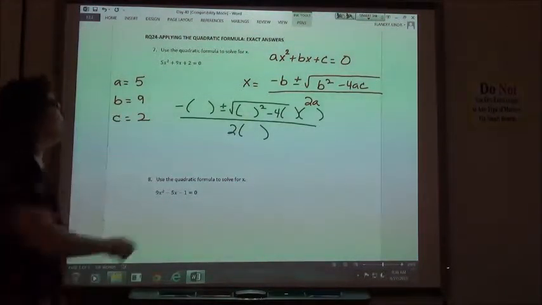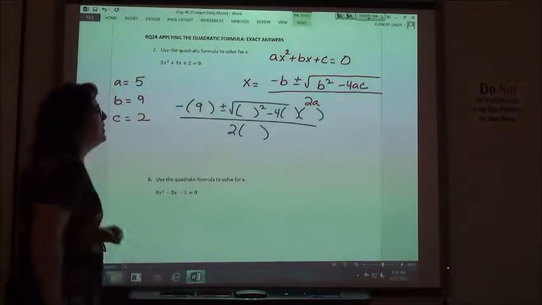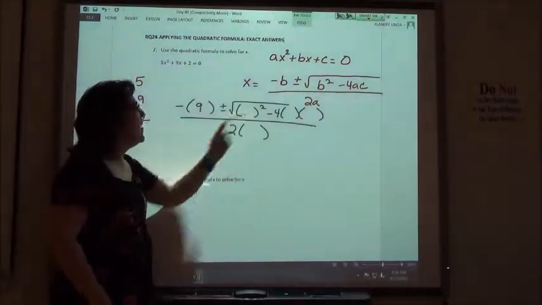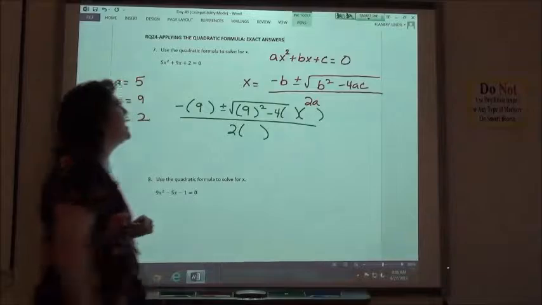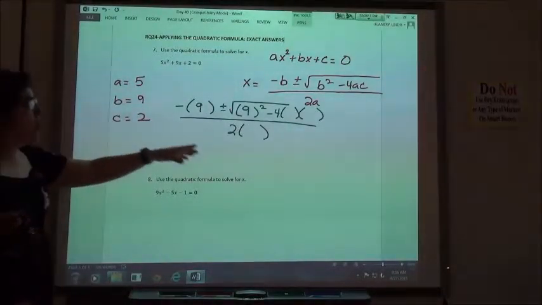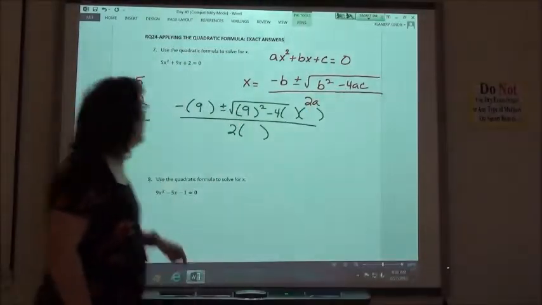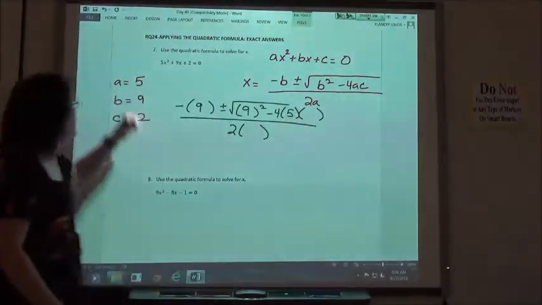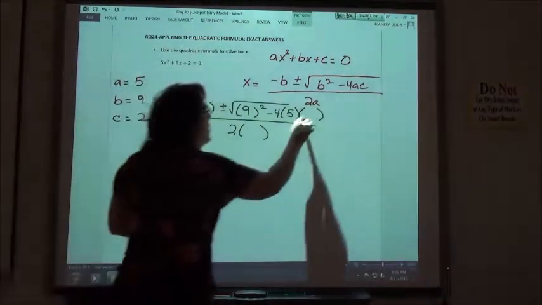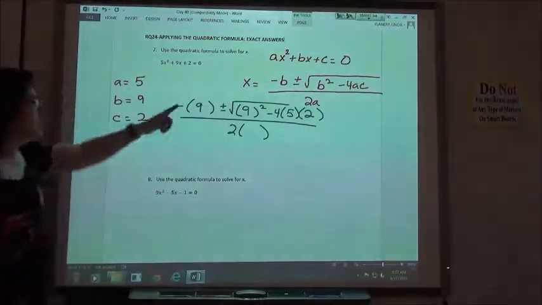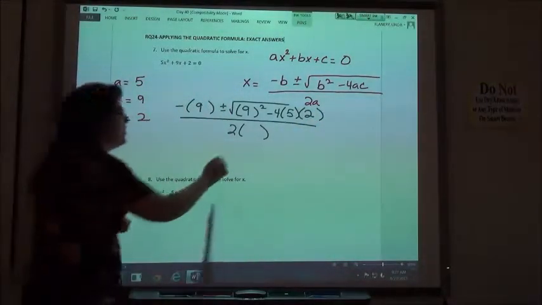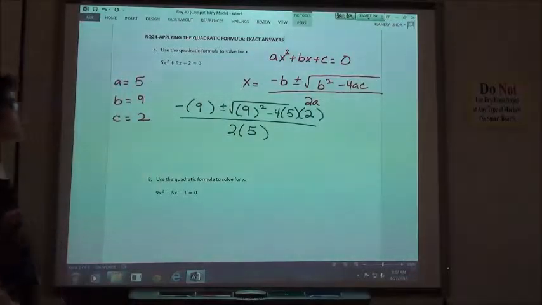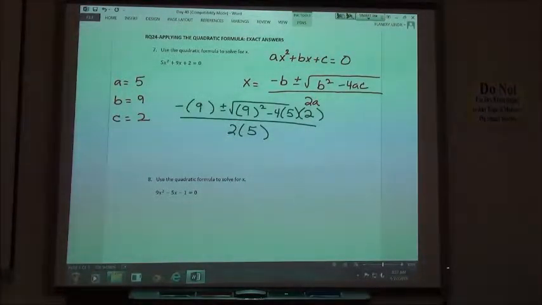So minus the b value is 9, plus or minus the b value squared. The b value again is 9. Minus 4, which is part of my equation, times the a value, which is 5, times the c value, which is 2, over 2 times the a value, 5. So I've plugged all my numbers in, now I want to simplify this.